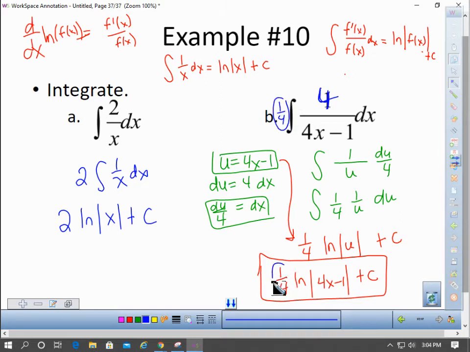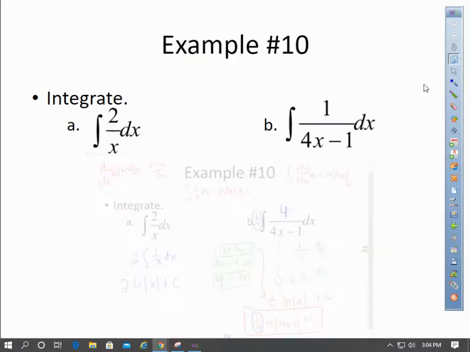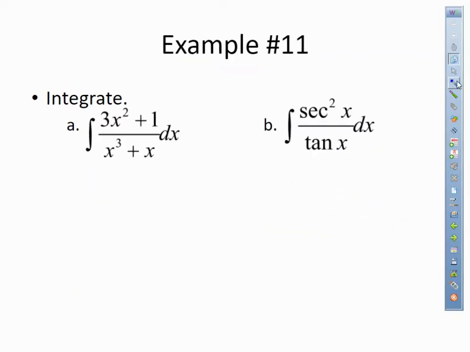So you can do some of these things mentally if you're really good at seeing what this needs to be in order to be the derivative of the natural log of 4x minus 1. It needs to be 4 over 4x minus 1. So you can do little tricks like that. It doesn't always work, but you can do little tricks like that.